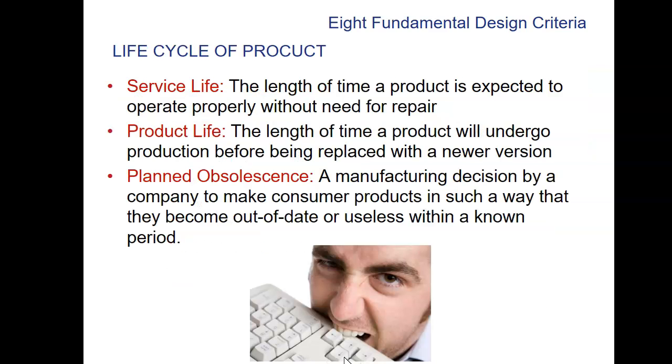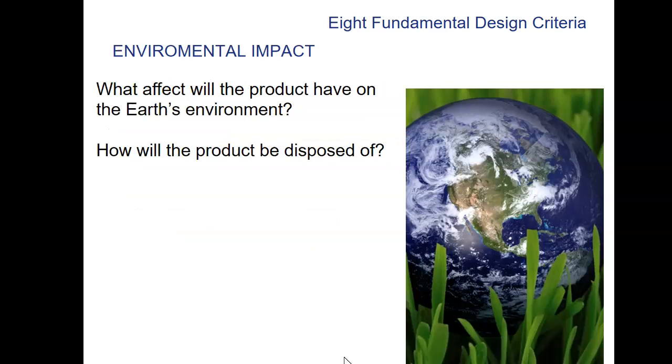You also need to think about life cycle of your product. How long is it supposed to last without being repaired? How long is it going to work before it needs to be replaced or gets updated with a new version? And planned obsolescence. I don't know if you've ever thought about this, but cell phones are really good at this. So when Apple releases a new phone, they already know when they're going to take it off the market and when they're going to replace it with something else and when they're not going to support it anymore. That's all mapped out.